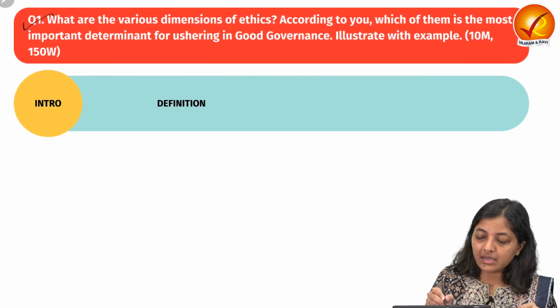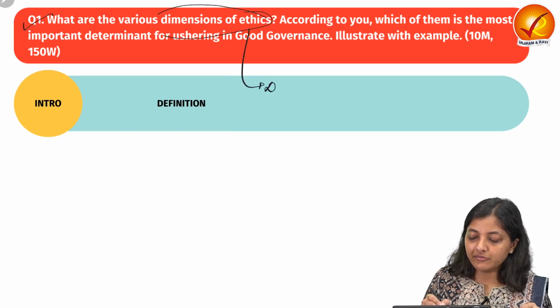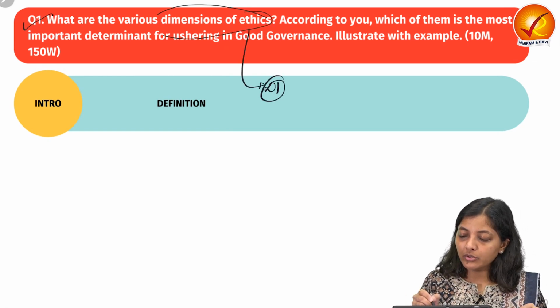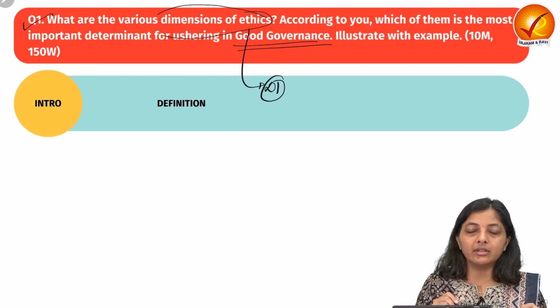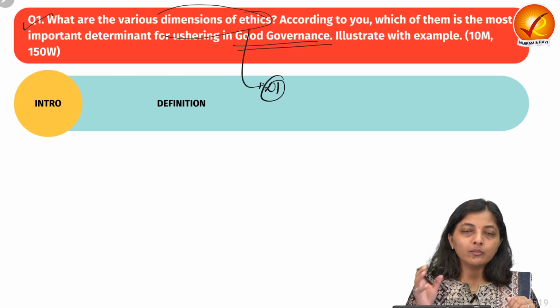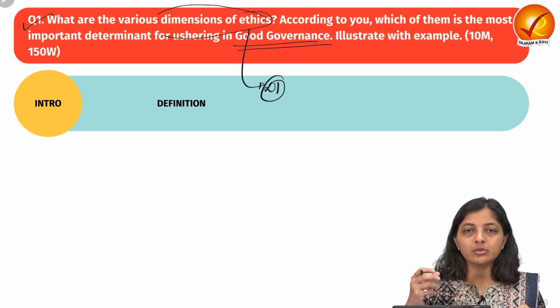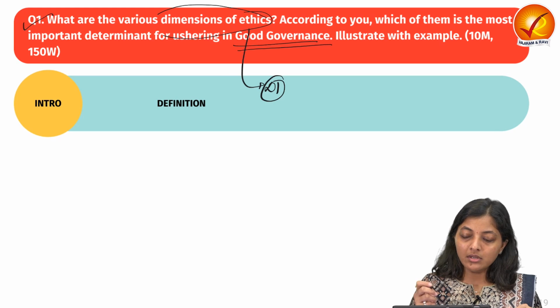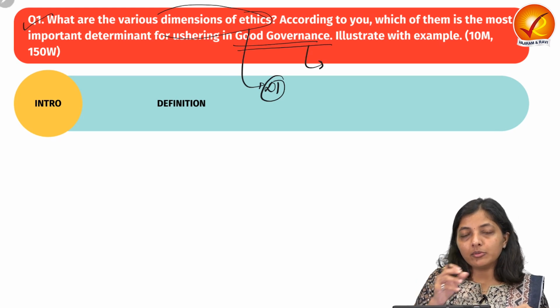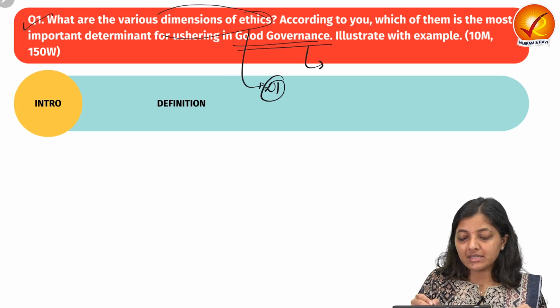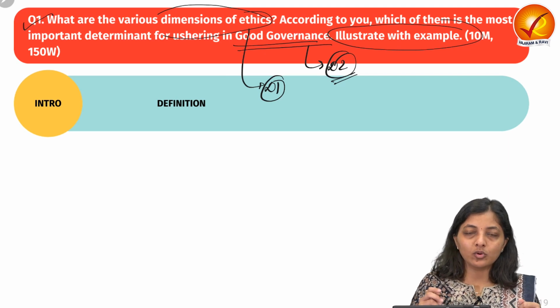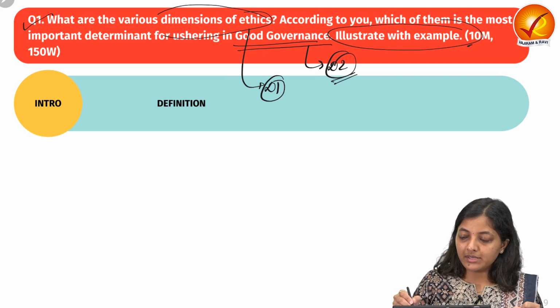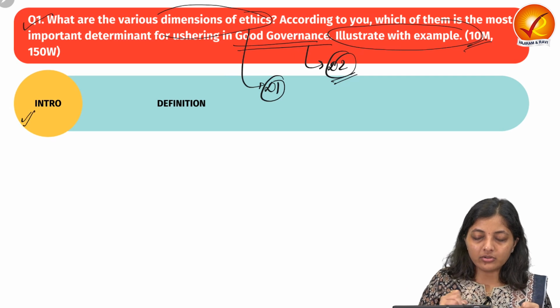What are the various dimensions of ethics? This would be the first major demand of the question. According to you, which of them is the most important determinant for ushering in good governance? According to you, what is the most important component or essential part from all these dimensions which is necessary for good governance? You have to write this in demand 2 and give examples, data, case studies, whatever the possibilities are. So let's start with the introduction.